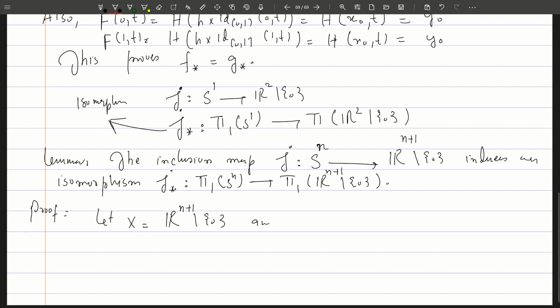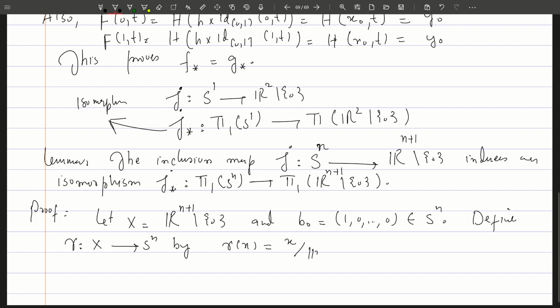And let B be the point (1, 0), a point in this space Sn. Now we can define a retraction. Define R from X to Sn by R of X is X over norm of X. One can see this is a well-defined function because X is non-zero.